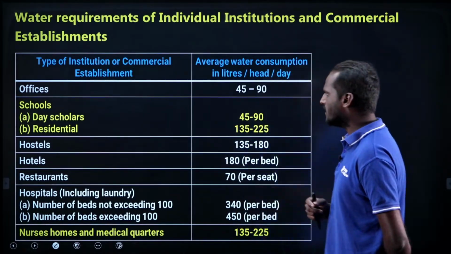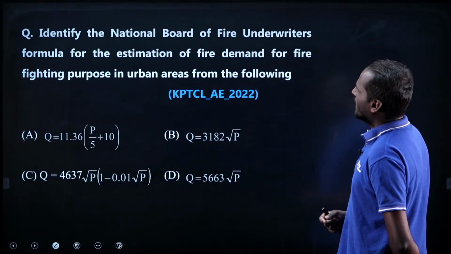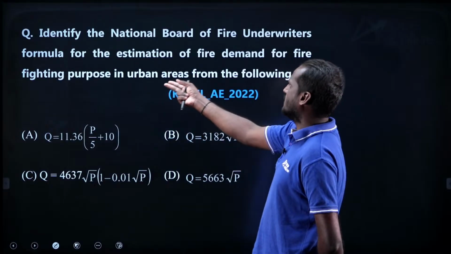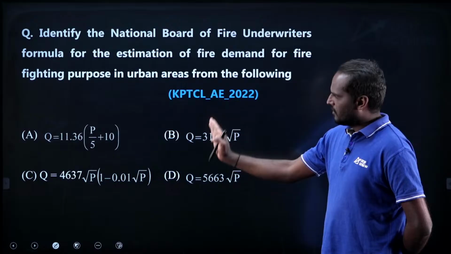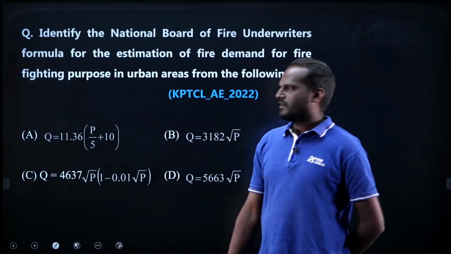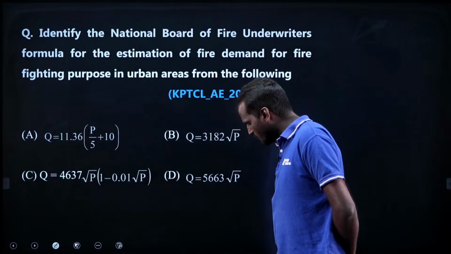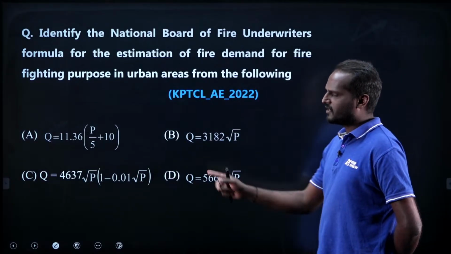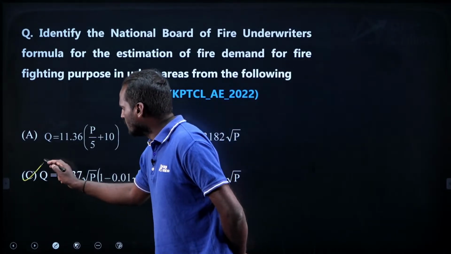Now the next question: identify the National Board of Fire Underwriters formula for the estimation of fire demand for firefighting purpose in urban areas from the following. They have given these four options for this fire demand. What is the formula he is asking? National Board of Fire Underwriters formula. Which one is your option? That is option C.